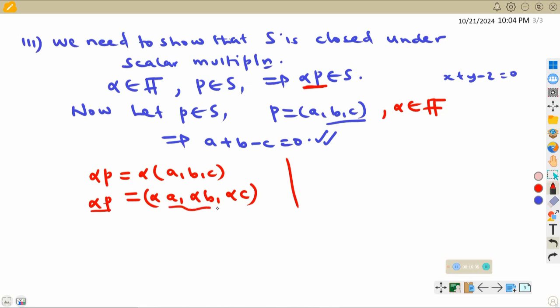Next, we need to show that this alpha P is an element of S. Alpha P has alpha A as the X coordinate, alpha B as the Y coordinate, and alpha C as the Z coordinate. So what do we need to prove? We need to show that when you take the X coordinate, alpha A, add the Y coordinate, alpha B, and subtract the Z component, alpha C, you must get 0. This is what we need to prove.